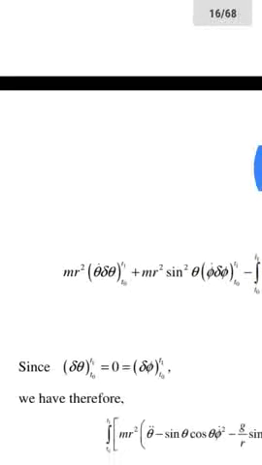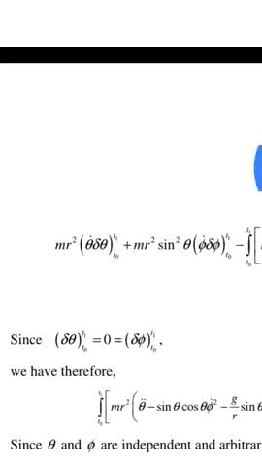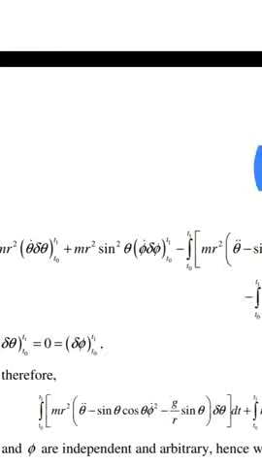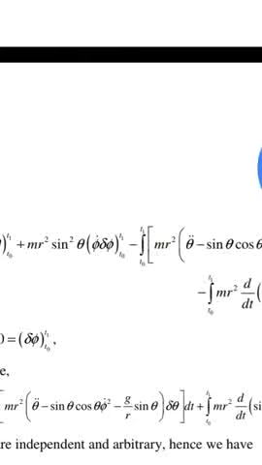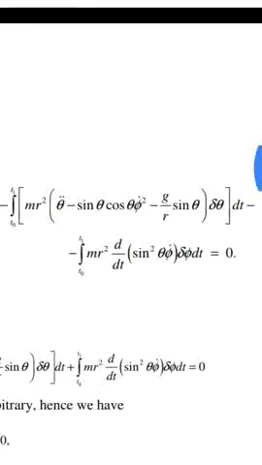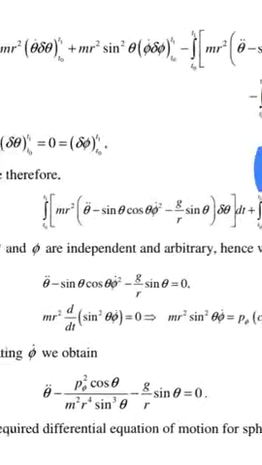Integrating the first two integrals by parts, we get m r square theta dot delta theta from t naught to t1 plus m r square sin square theta phi dot delta phi from t naught to t1 minus integral from t naught to t1 of m r square theta double dot minus sin theta cos theta phi dot square minus g by r sin theta delta theta dt minus integral from t naught to t1 m r square d by dt of sin square theta phi dot delta phi dt is equal to 0.